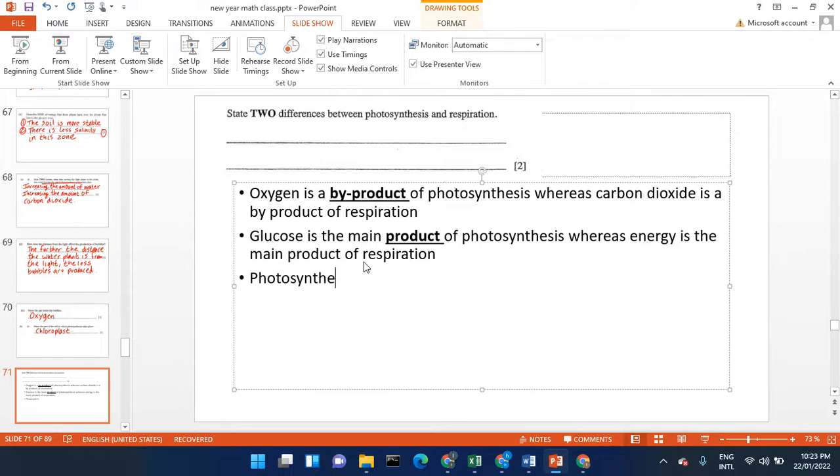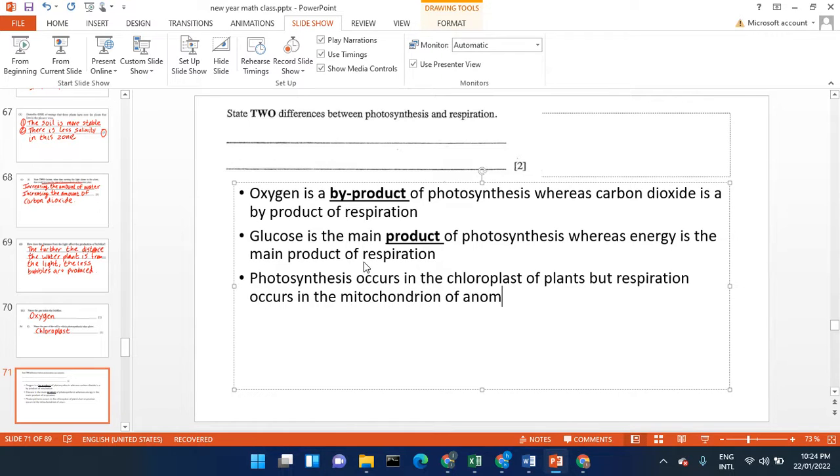Photosynthesis occurs in the chloroplast of plants. So inside the cells of the plant, we have the chloroplast, and that's where photosynthesis is going to occur. But respiration occurs in the mitochondrion of animals. It's also important to consider.